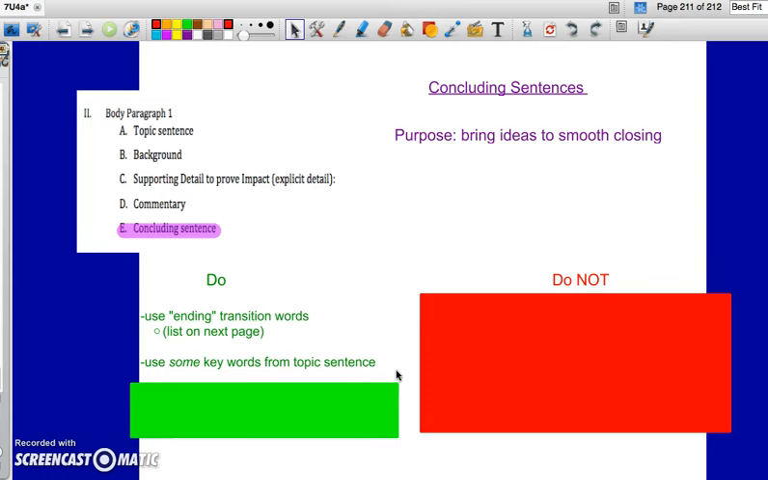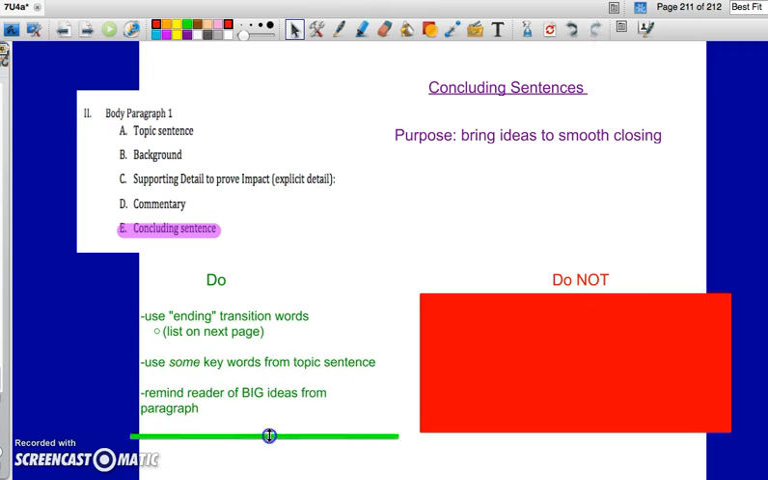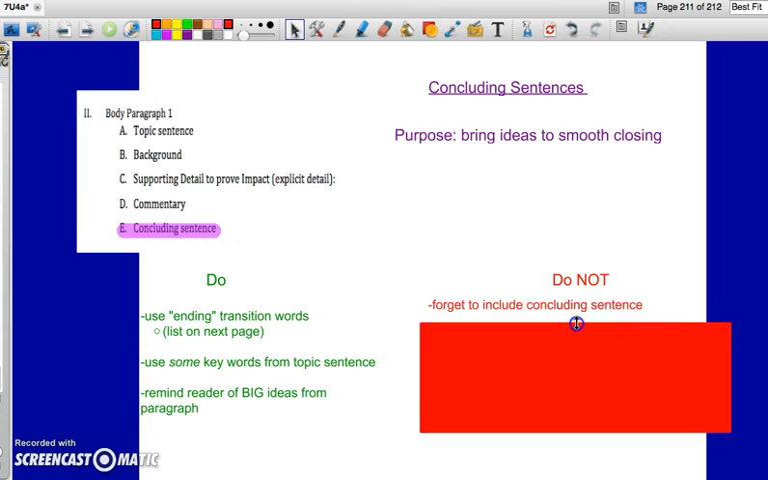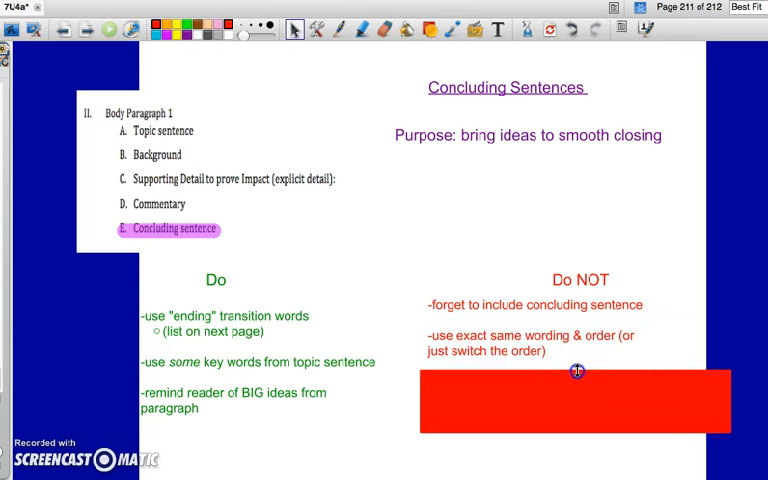That doesn't mean use the entire topic sentence exactly as is. So some keywords you might have are the character's name, Paul's name, and maybe the type of impact or something like that. Do, again, remind your reader of the big picture ideas from this paragraph. Do nots, and these are pretty simple. Don't forget to include the concluding sentence. Don't use the exact same order or wording, or don't just switch the order.